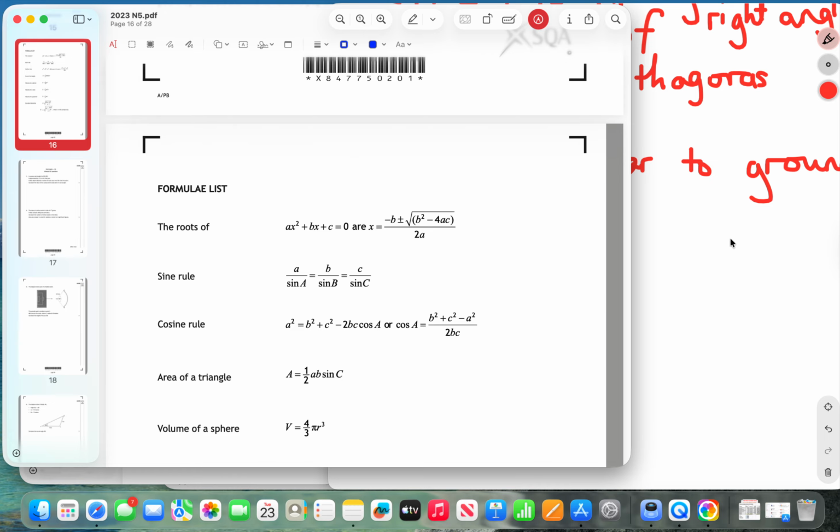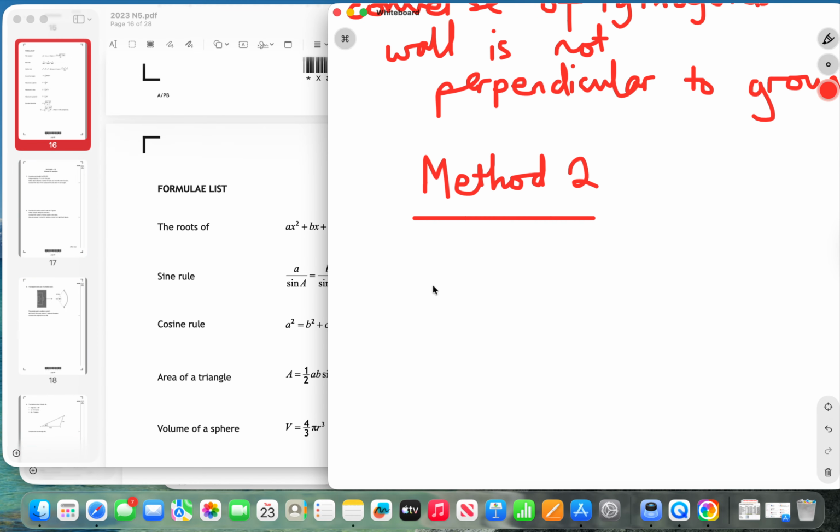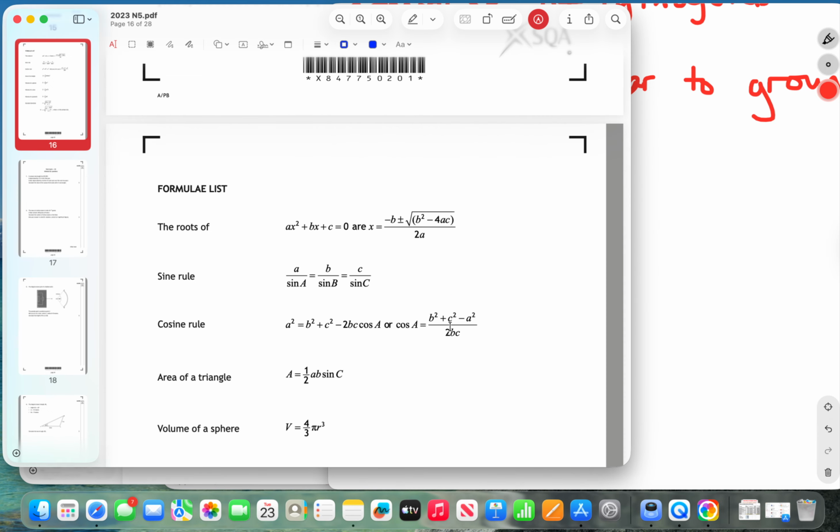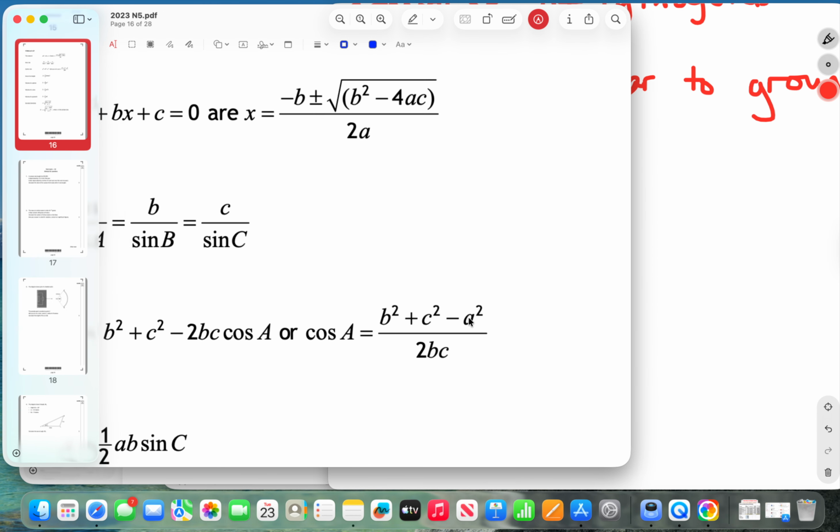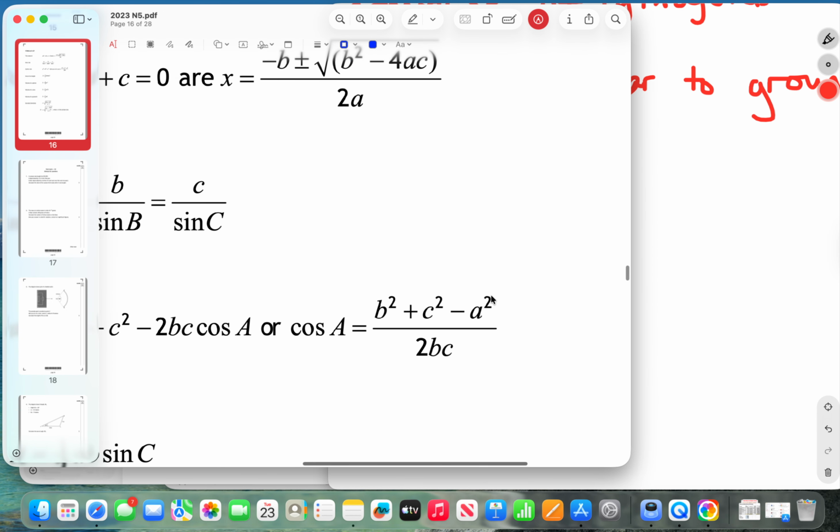So I'm going to modify this a bit, and we put the cosine of C equals, we're going to change A here, the small a, to small c.